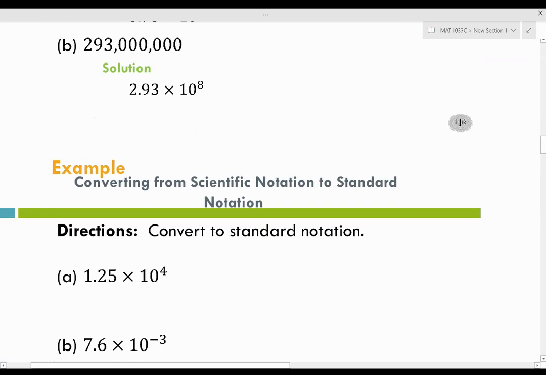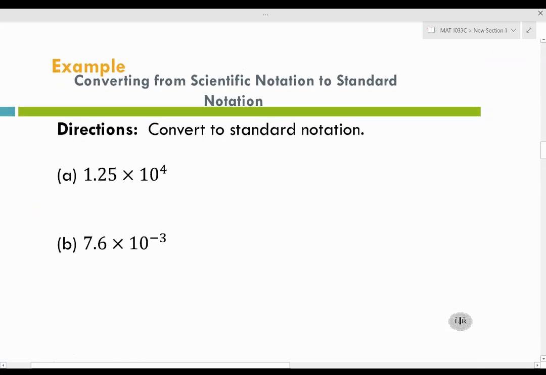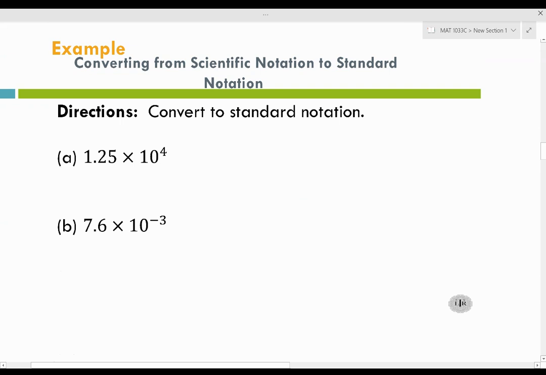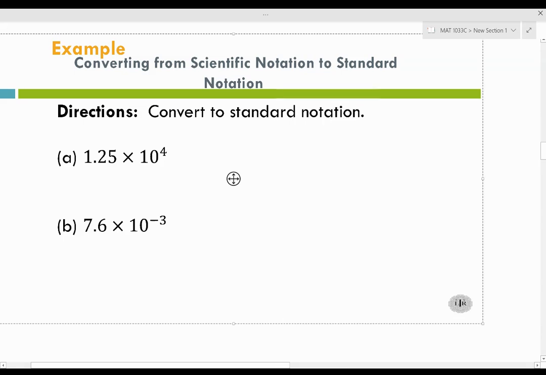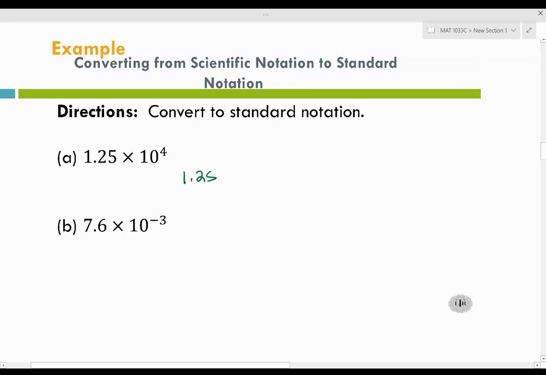Before, we were taking numbers that were in standard notation and converting them to scientific. Now let's see if we can take numbers that are written in scientific notation and convert them to standard notation. For A, we have 1.25 times 10 to the fourth power. So I'm going to write that. I have 1.25. And the exponent tells me how many times I'm going to move the decimal point.